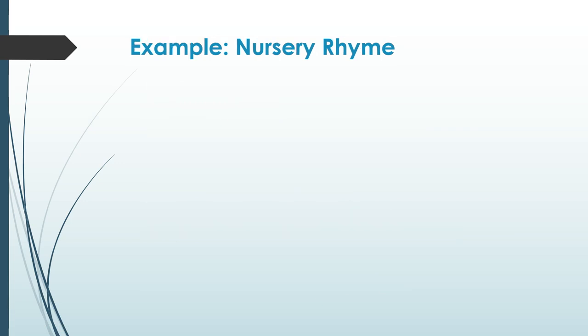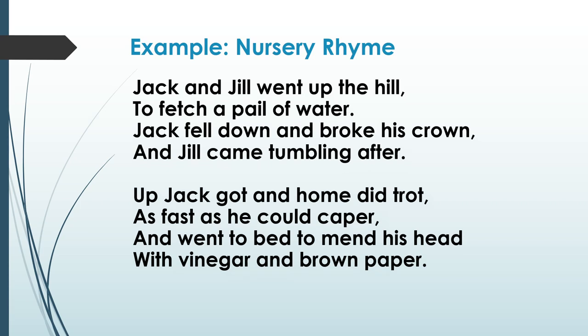I give you one more example of another nursery rhyme. Again, a very famous one. Jack and Jill went up the hill to fetch a pail of water. Jack fell down and broke his crown, and Jill came tumbling after. Up Jack got and home did trot as fast as he could caper, and went to bed to mend his head with vinegar and brown paper. To be very honest, I have never read the rest of the next stanza. I always thought that the poem would finish over here in the first stanza.